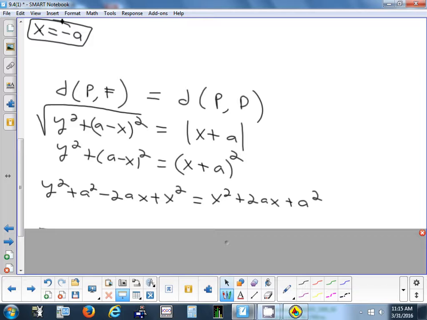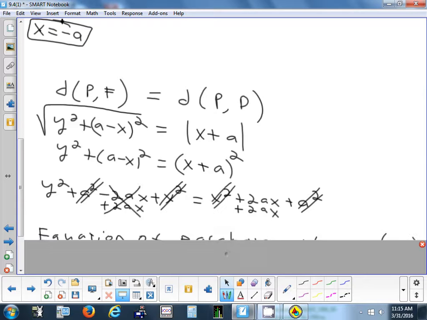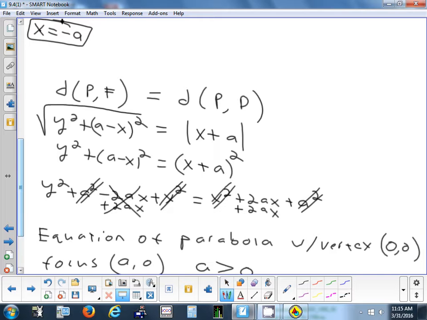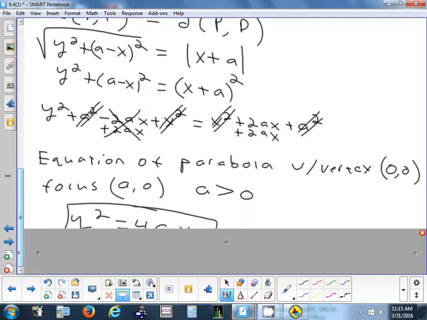Now, do you see anything in common on both those sides that we could subtract? Yep, x squared. If you subtract x squared, that's gone. And if you subtract a squared, that's gone. And 2ax is going to be negative on one side and positive on the other, so we could add 2ax and move that. And now we get what, Brian? Y squared equals 4ax.